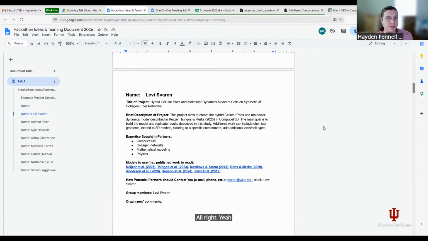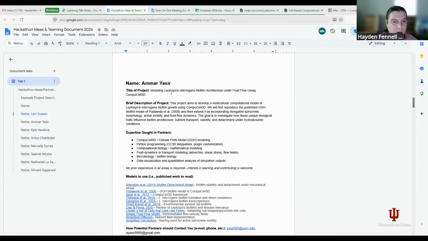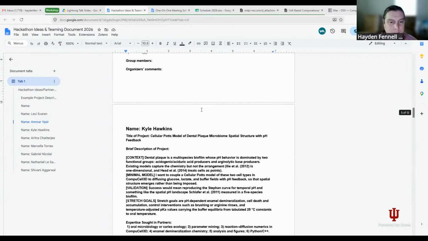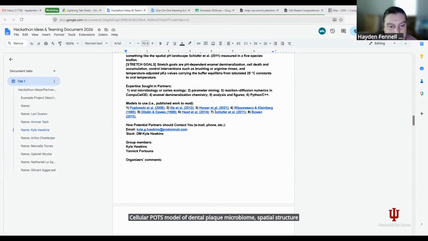Yeah, so first we've got Levi Sfarin on the project breakout rooms. Hybrid cellular pots, a molecular dynamics model of cells on synthetic 3D collagen fiber networks. Next we have Amar Yassir on modeling Leptospira interrogans biofilm architecture under fluid flow using CompuCell3D. Next, we've got Kyle Hawkins, cellular pots model of dental-plaque microbiome spatial structure with pH feedback.